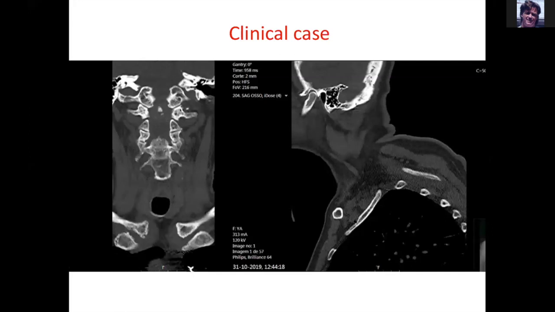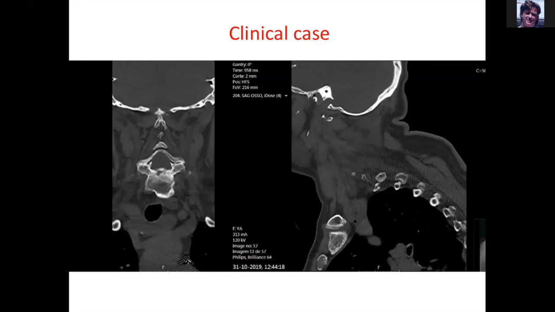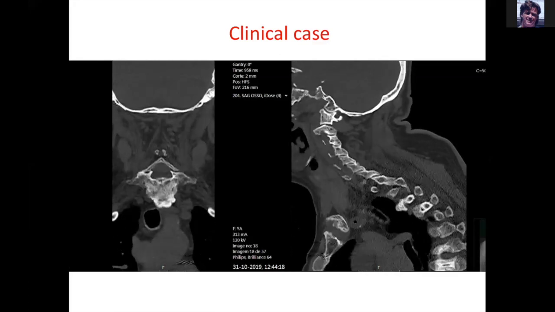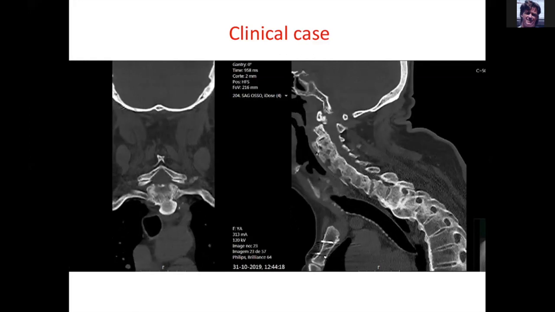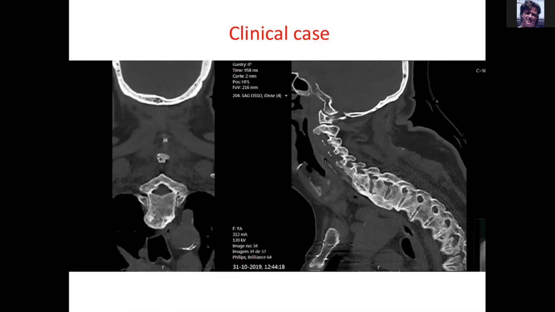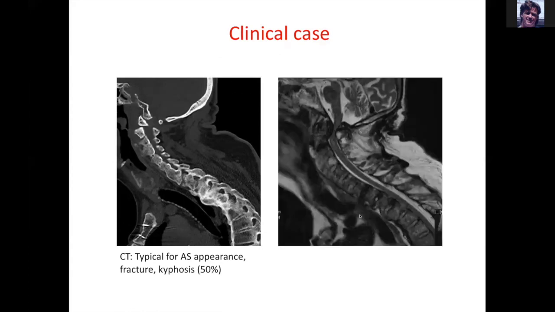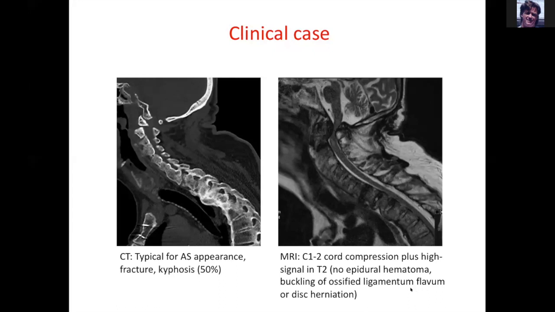This is the CT scan we got back at our institution. It basically shows something going on at C2, the typical appearance of an ankylosing spondylitis patient with fracture, with kyphosis. The MRI shows spinal cord compression, and could rule out epidural hematoma, ossified ligamentum flavum, or disc herniation as the cause of neurological deterioration.